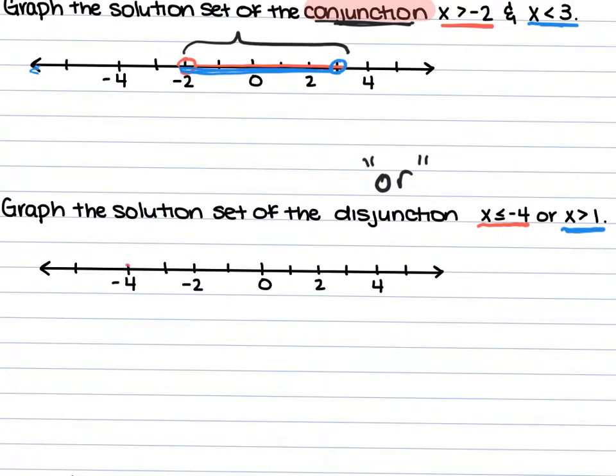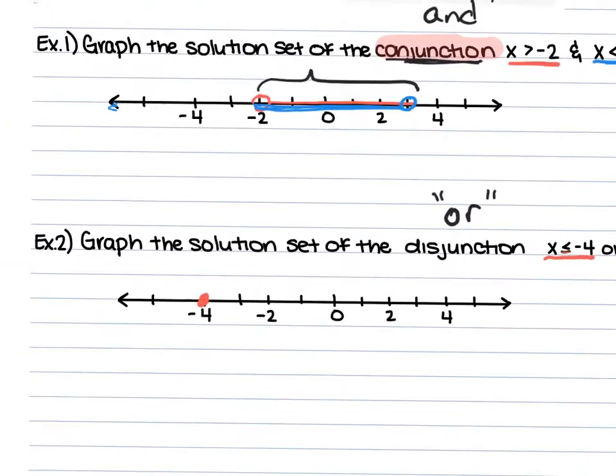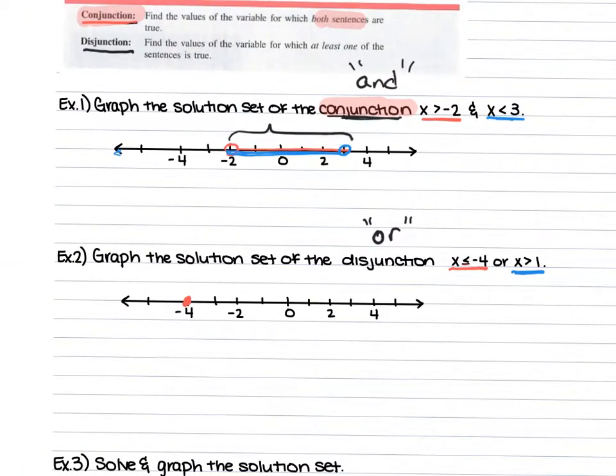Closed circle, because of this. If you're not sure why it's a closed circle, it's because of that line right there. And go to the left, because x is less than negative 4. So that red line makes this true. Those are all the answers that'll be true. Anything that includes negative 4 or below, or less than that, will be okay.